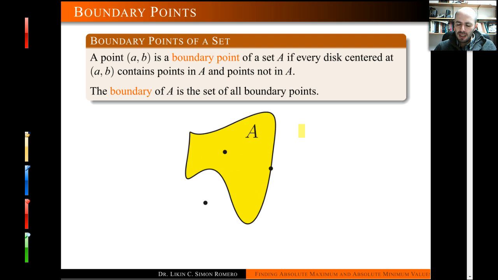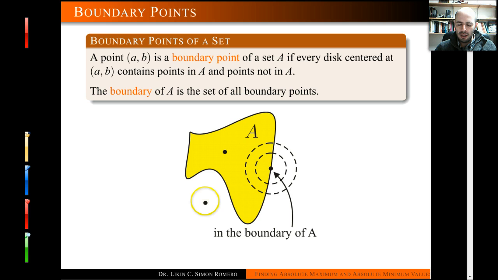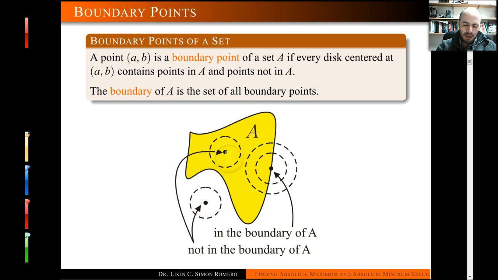So, this is a complicated definition of a very simple concept. In this case, this point over here, I'm just pointing right now, is in the boundary because it doesn't matter what disk you take. It always has points in A and points outside of A. The other two points that I have right here are not in the boundary because they have disks that have only points in A or points out of A. So that's the idea of boundary points.